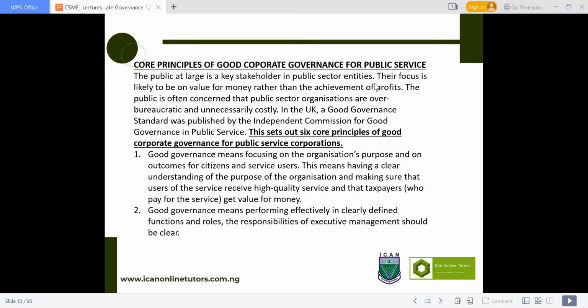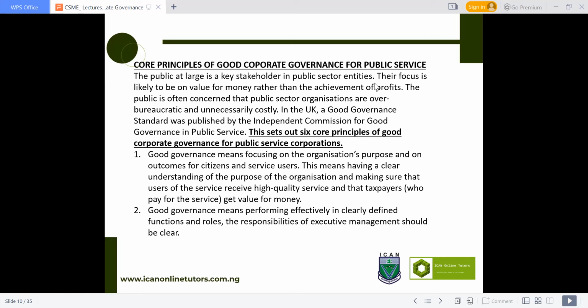So this commission is also advising that they should receive high quality service and the taxpayer should get value for money. If you remember, one of the ways we measure public sector organizations is value for money, popularly known as the 3E: economy, efficiency, and effectiveness. In the UK, they also have another one called the league table.